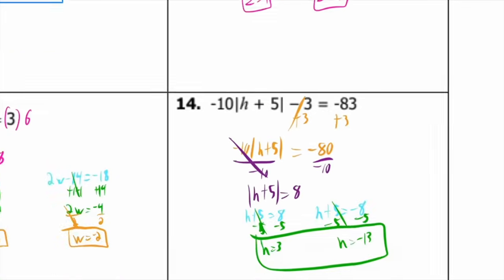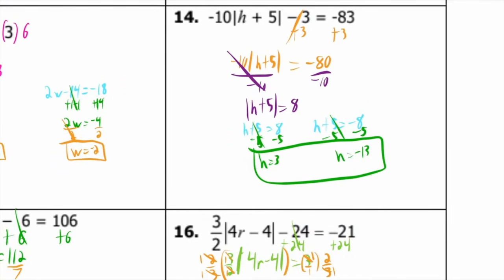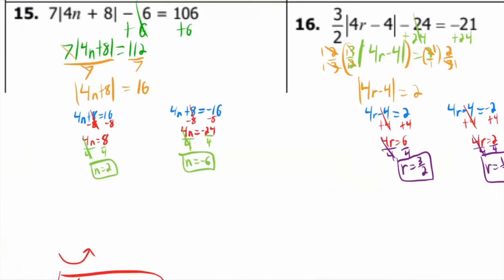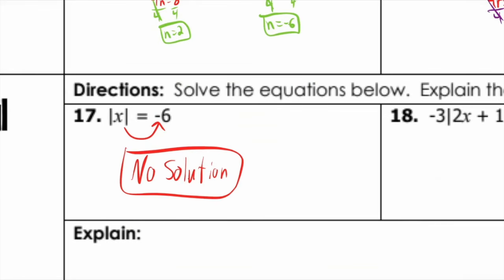And that would also be true on 14 and 15, that by the time we got the absolute value by itself, it no longer equaled a negative, it equaled a positive, so it wasn't a concern. So it's not a concern if there's a negative right away, but it is a concern if, once the absolute value is by itself, which it starts out that way on 17, it equals a negative. There's no solution because the absolute value is distance from 0, and that'd be saying that x is negative 6 from 0, which is impossible.